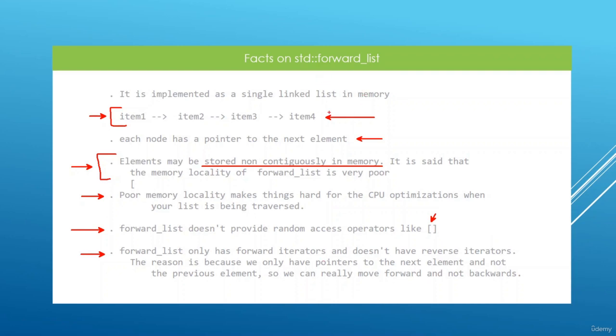The reason is that we only have pointers that allow us to go in a forward fashion from one element to another. And to have reverse iterators, we would somehow need to set up pointers that go backwards in our list, and std forward list doesn't support this. I am going to show you another container that supports this, but for now, we are interested in forward list, and that's what we're going to look at here.